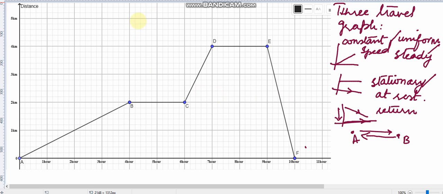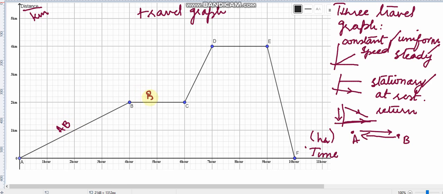Now by looking at this example, this is a travel graph. As you can see, on the y-axis we have distance and on the x-axis this shows time. By looking at the units, distance over here is in kilometers and time is in hours. If we look at this whole graph, this line is representing section AB. This is representing section BC. This is C and D, D and E, and E and F.